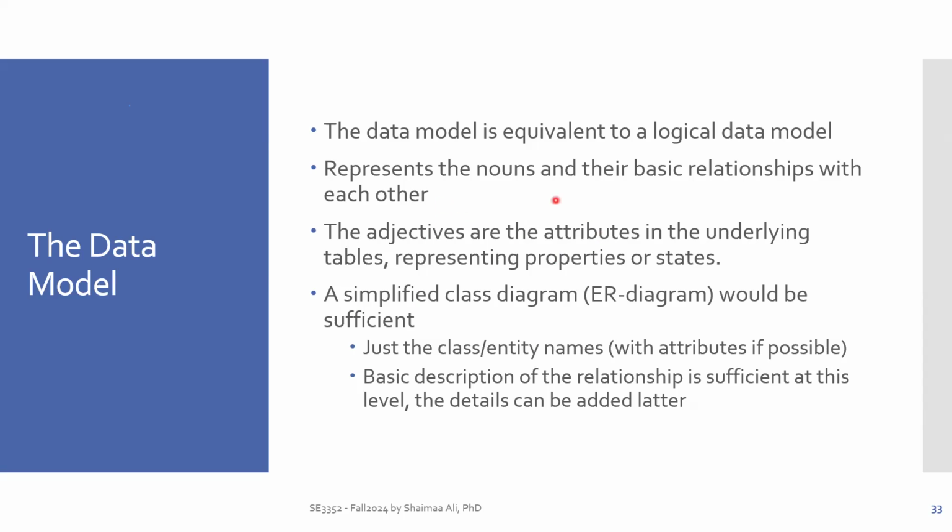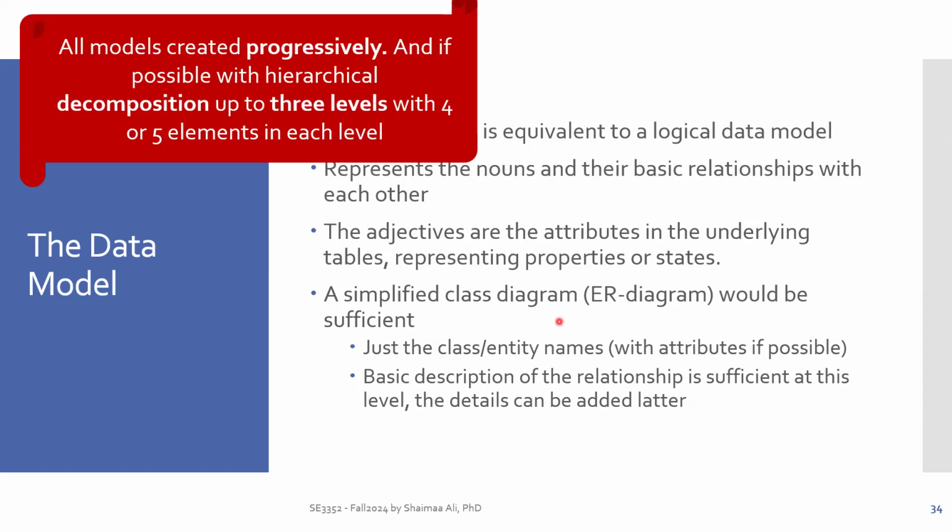Okay, so as you already learned about when we create the class diagram, you look into the nouns as suggested or recommended or possible entities or classes. And adjectives are usually the attributes or properties. But again, we want to create this model in a progressive manner and in hierarchical decomposition up to 3 levels with 4 elements. Now the elements here are the entities for the data model.